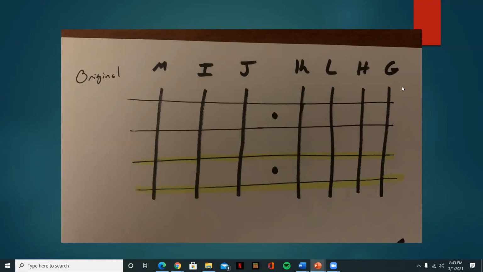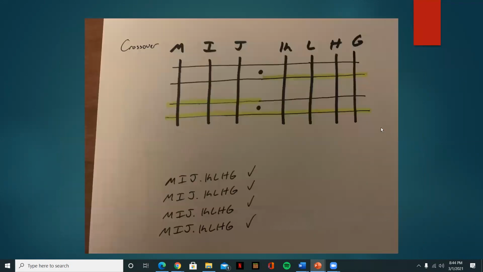Moving on to individual number 2, we have a different crossover. Our first chromosome is the same, MIJ centromere KLHG. Our second chromosome is actually GHLK centromere JIM, but it's just written backwards so that when I switch it, it's correct. It's the same chromosome. So here it is before, and this is after our inversion.